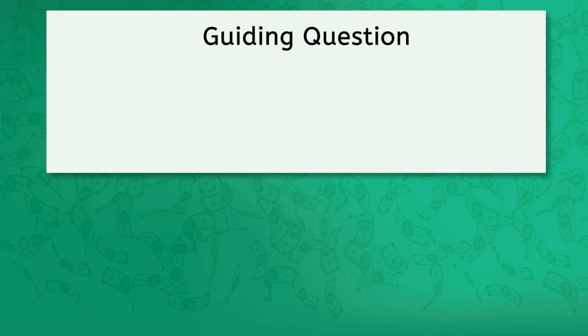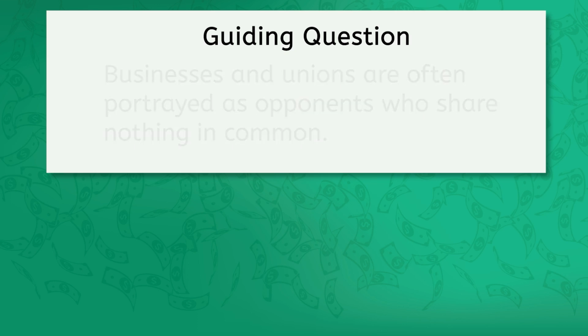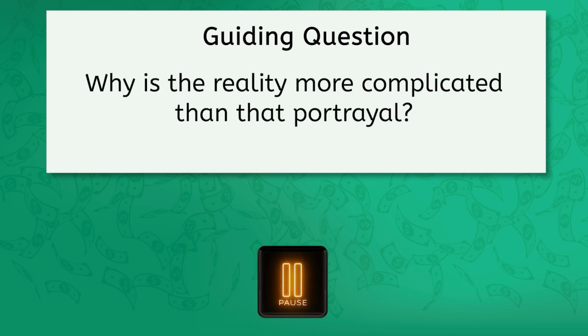For businesses, there might have been higher labor costs, but that was offset by massive amounts of new revenue as more people were able to buy the goods and services these companies produced. Okay, time for our last check-in. Businesses and unions are often portrayed as opponents who share nothing in common. Why is the reality more complicated than that portrayal?